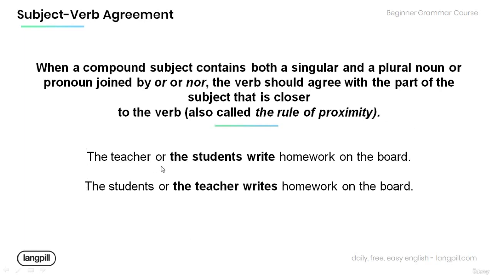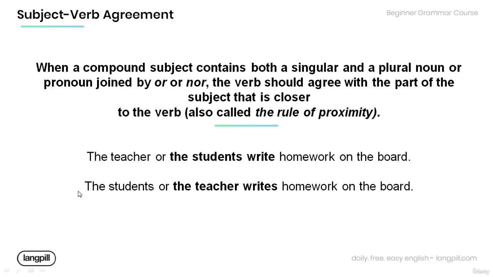The teacher or the students write homework on the board. Note how the teacher is singular, but the students is plural, and so the verb write needs to be in its plural form.